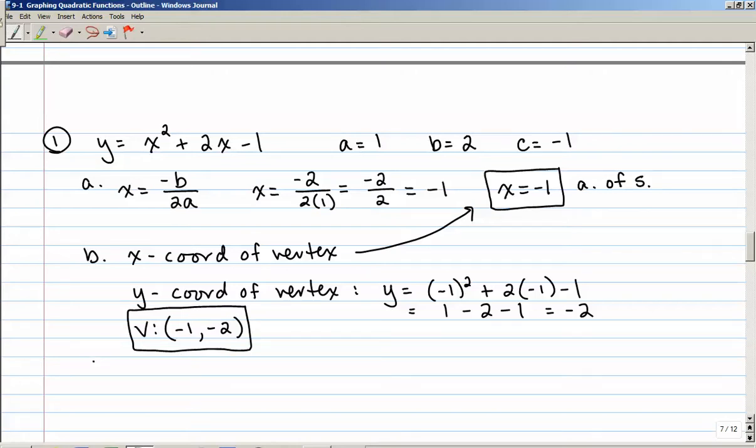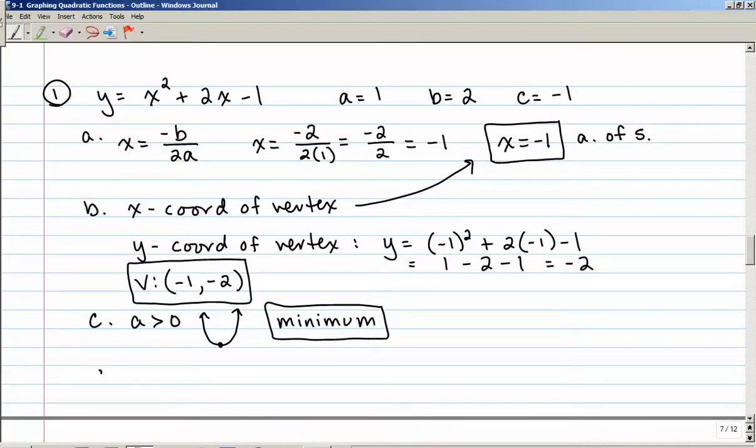Part C. Since a is greater than 0, okay, my graph is going to look like this, and I actually like to draw it. My vertex is going to be down there, so my vertex is a minimum because it's the lowest point on the graph. Okay. Now to find the y-intercept, I'm going to let x equal 0 and then find y.